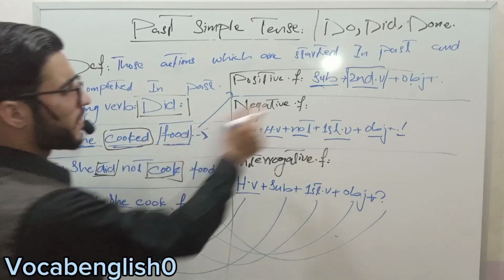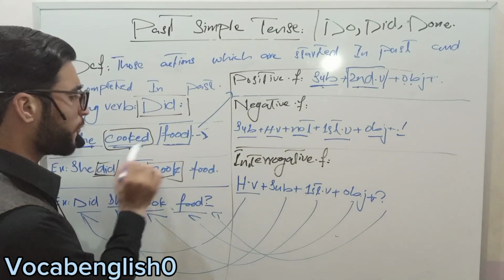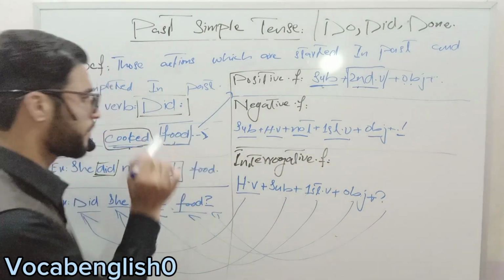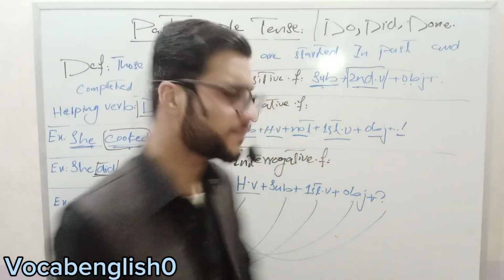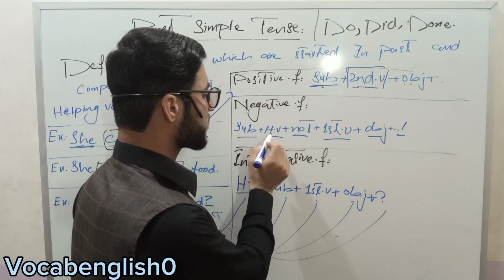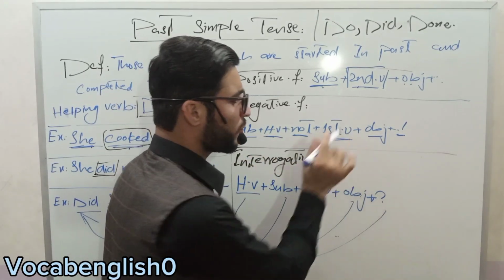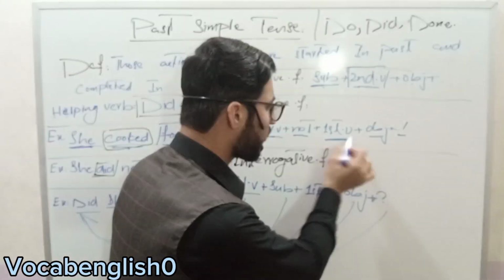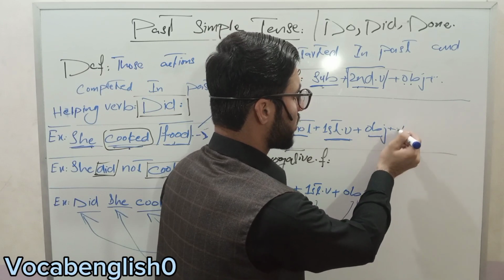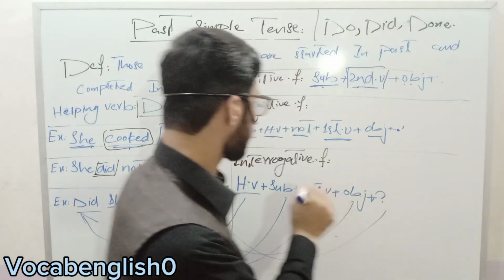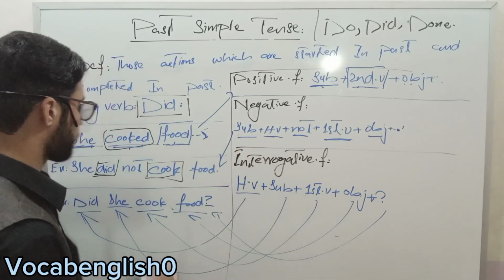She cooked food. Subject plus second form verb plus object, here the same, subject plus second form verb plus object plus full stop. Then the negative formula is there. What is the negative formula? Subject plus helping verb plus not plus first form verb plus object plus full stop. Here the negative formula is there, then negative example is there.